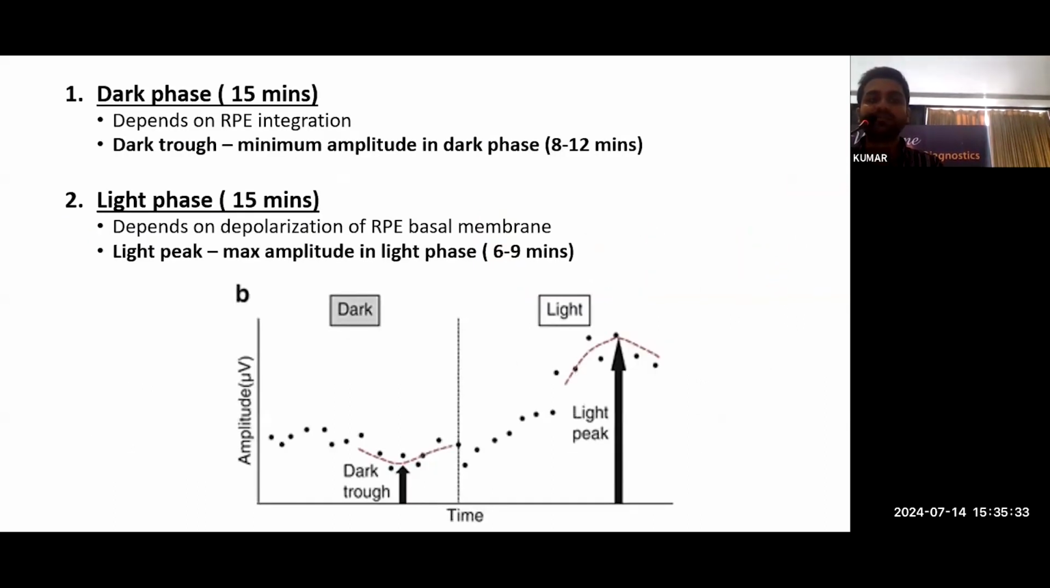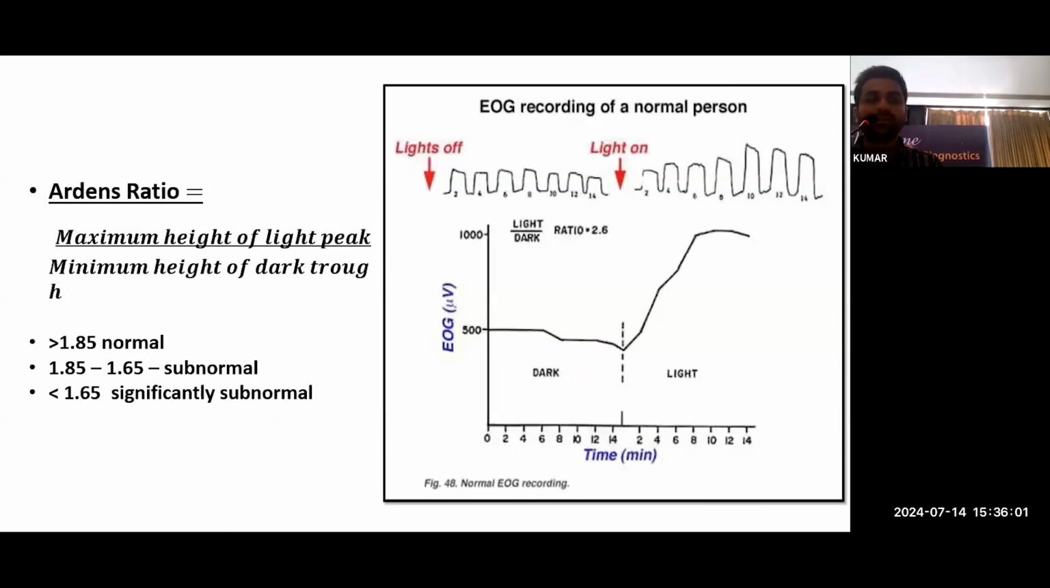Then comes the dark phase, which lasts for about 15 minutes. In the dark phase, you will see progressively decreasing amplitudes. The lowest amplitude is known as the dark trough. It occurs at about 8 to 12 minutes. And then comes the light phase, which lasts for about 15 minutes, where you see progressively increasing amplitudes. The maximum amplitude during the light phase is called the light peak, and it occurs at about 6 to 9 minutes.